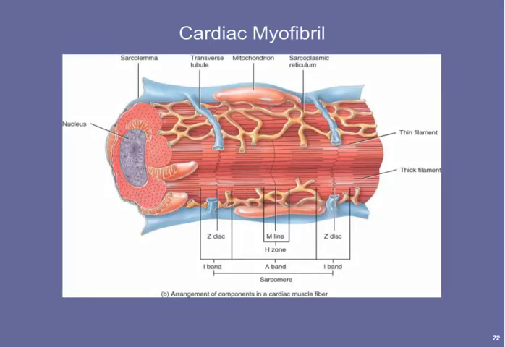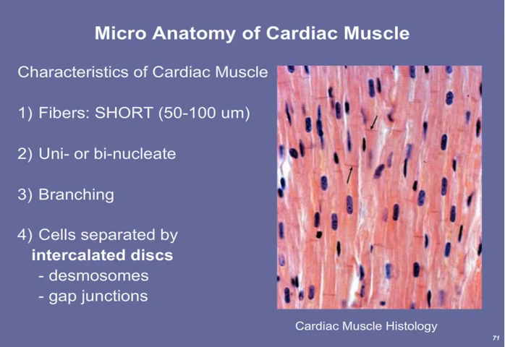We're going to start out today's lecture by talking about the structure of cardiac muscle and comparing it to skeletal muscle. Just like skeletal muscle, cardiac muscle is striated, meaning it has bands in it, but unlike skeletal muscle, it is not voluntary. That is, we cannot voluntarily control our heart rate. So here are some structural and functional characteristics of cardiac muscle.